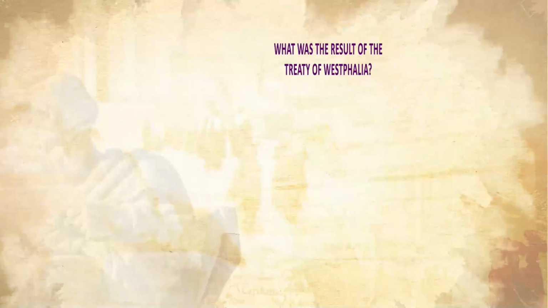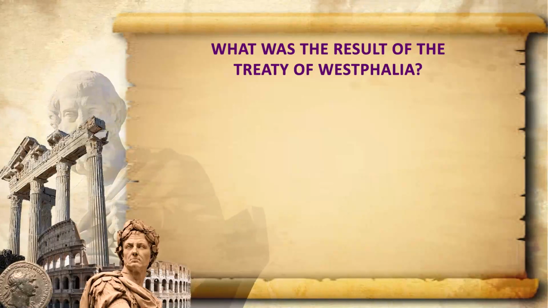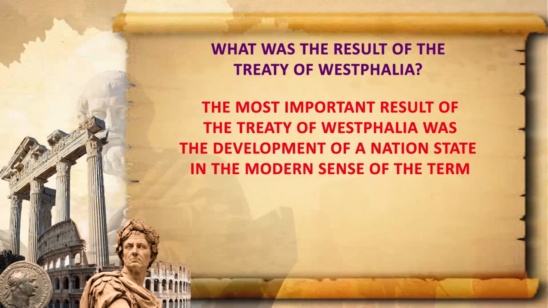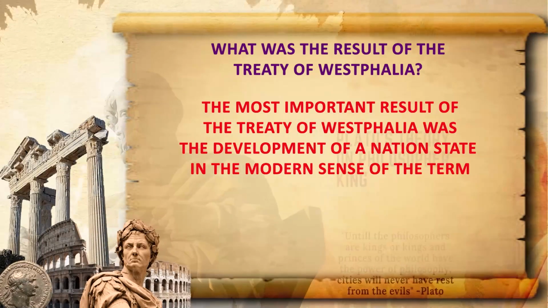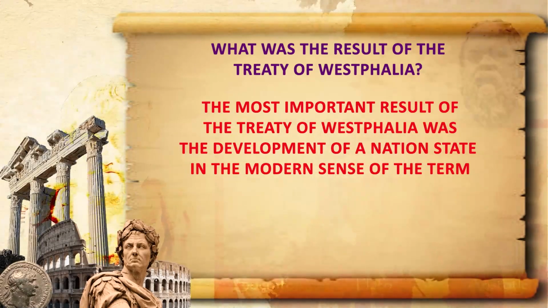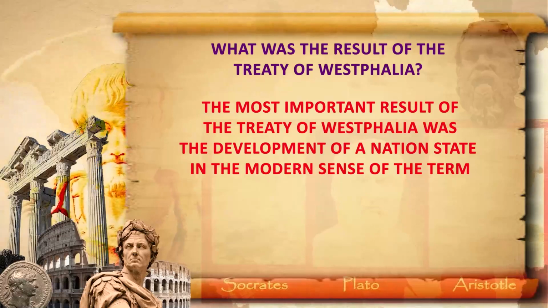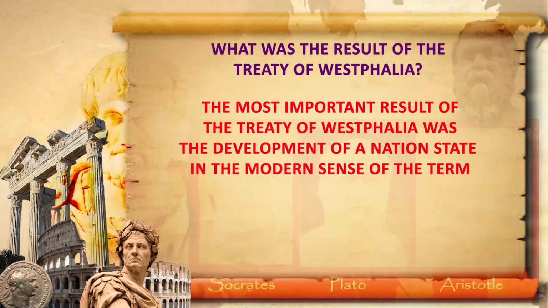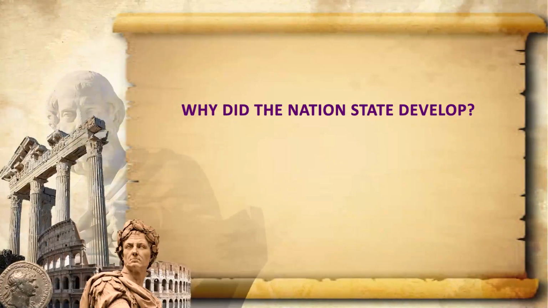Now, what was the result of the Treaty of Westphalia? The most important result of the Treaty of Westphalia was the development of a nation state in the modern sense of the term. Why was the nation state developed?